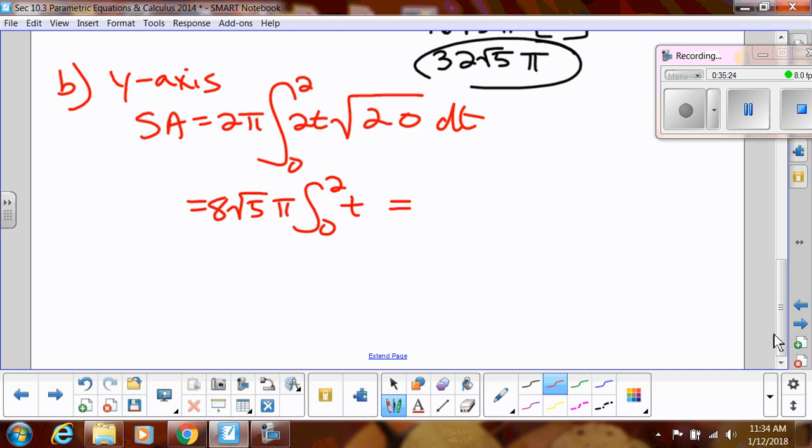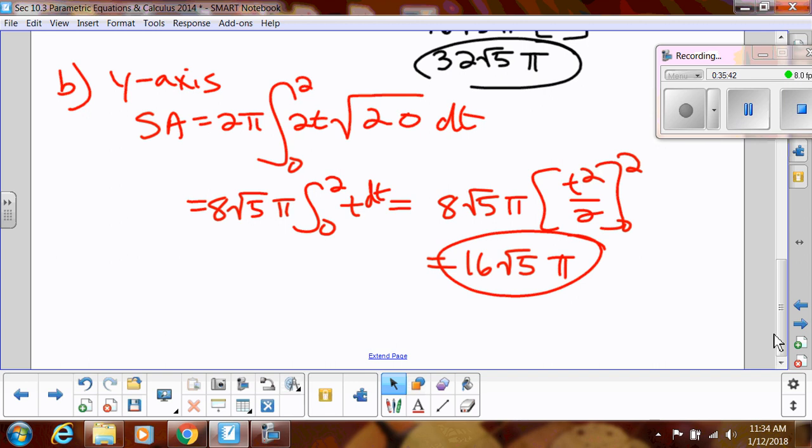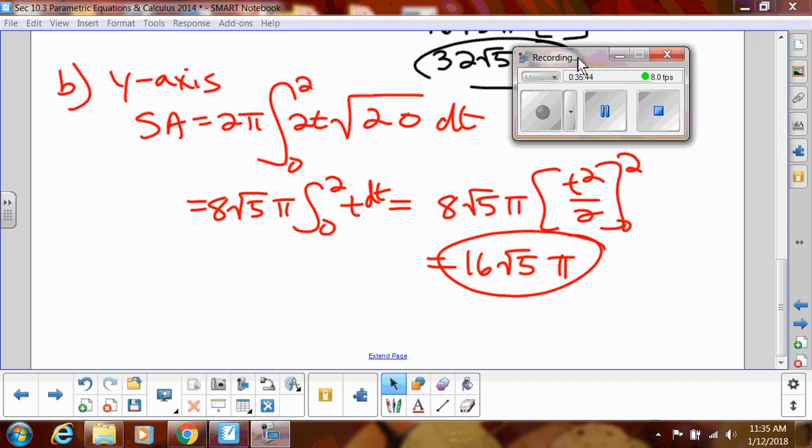Ooh, I forgot my dt. That's going to be 8 root 5 pi times t squared over 2. From 0 to 2, we know that's going to end up being 2. So then that's just 16 root 5 pi. And there we go. That's parametric and vectors with the calculus.